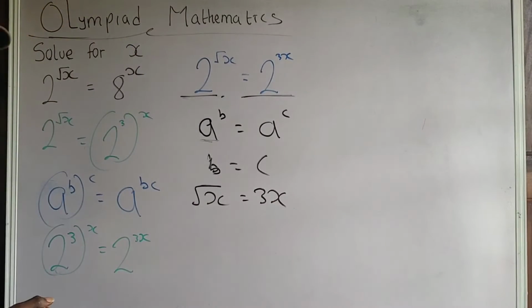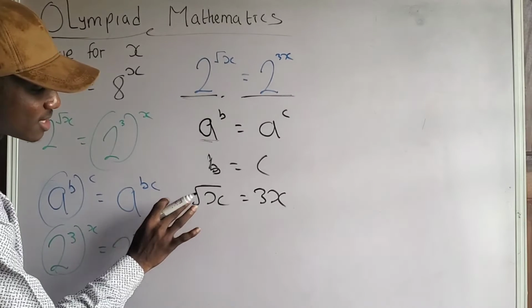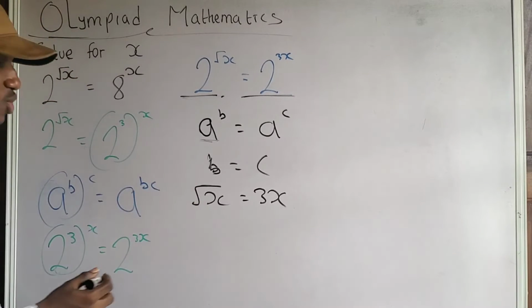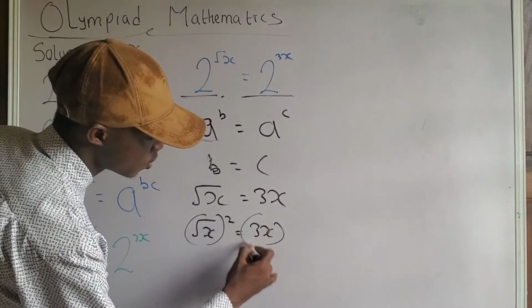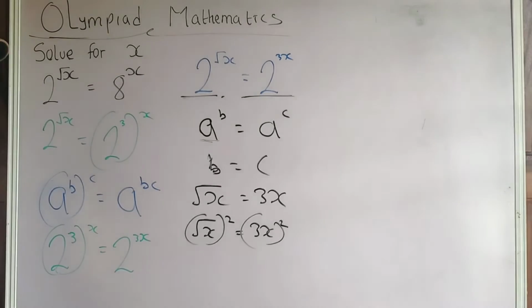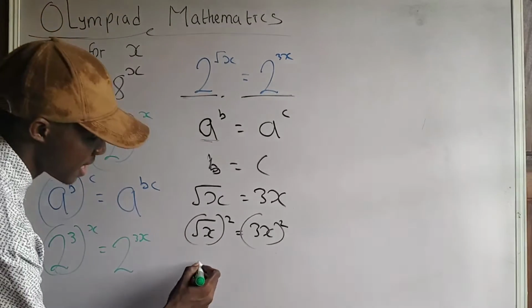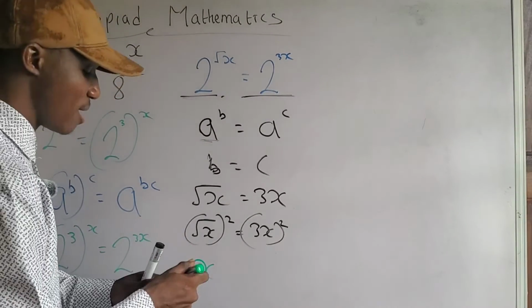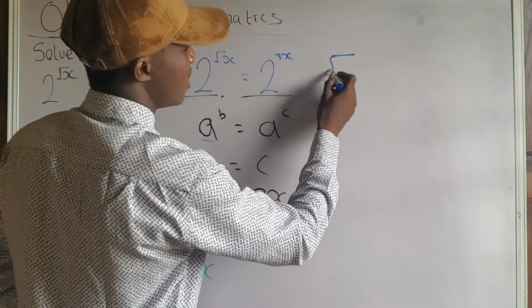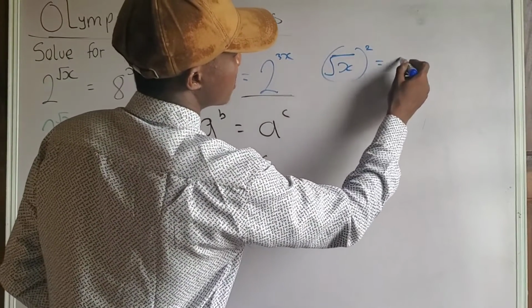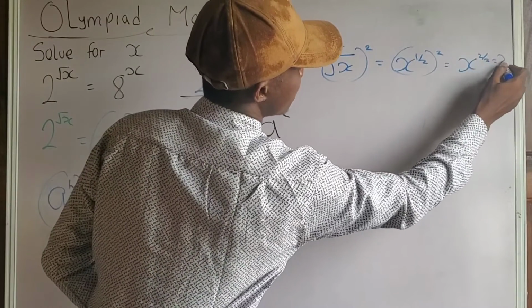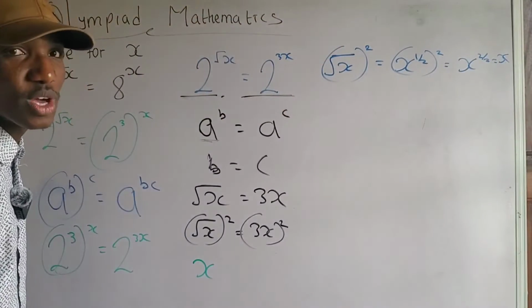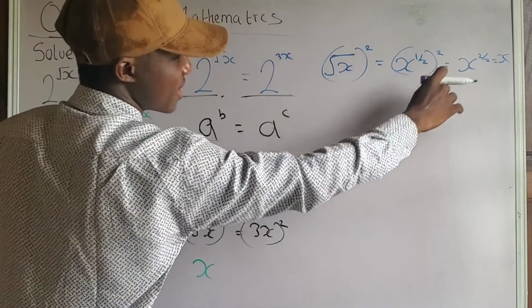Do you understand? Okay, the next step is that you have to square both sides so as to help you eliminate the square root that you have here. So I'm going to have root x squared, then 3x squared. Now if you take the square of root x, you're going to have x, because the square root can be written as x raised to the power 1 over 2, raised to the power of 2, and that is x raised to the power 2 over 2, which is x. Do you get it?